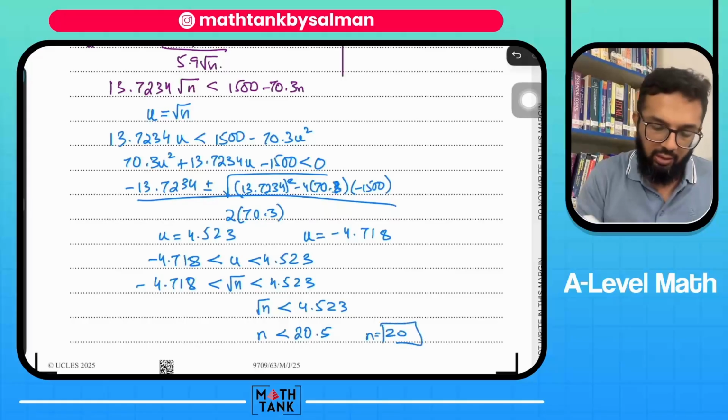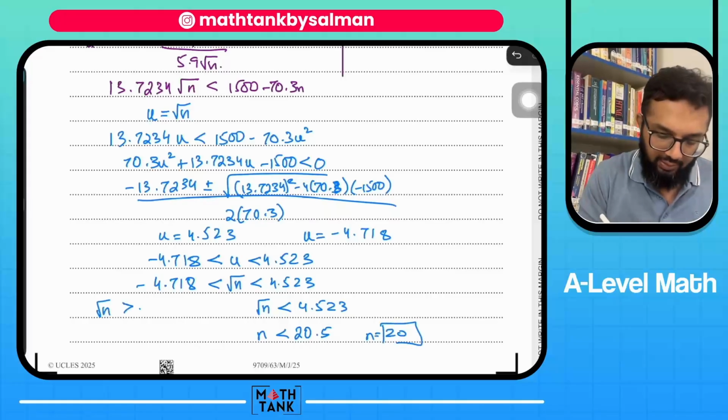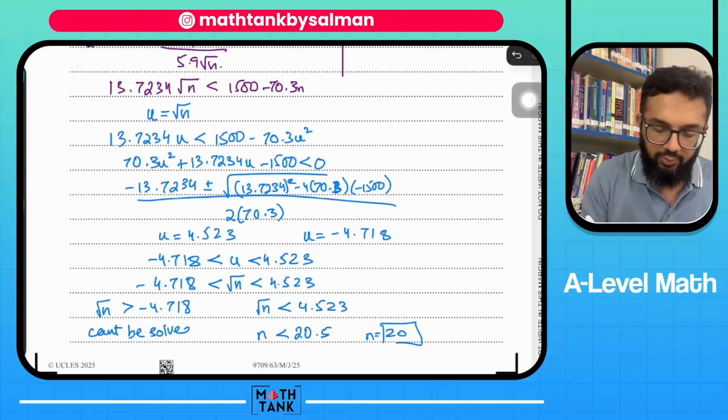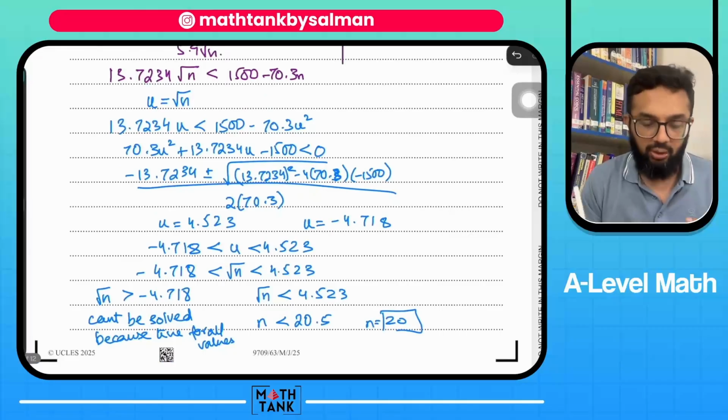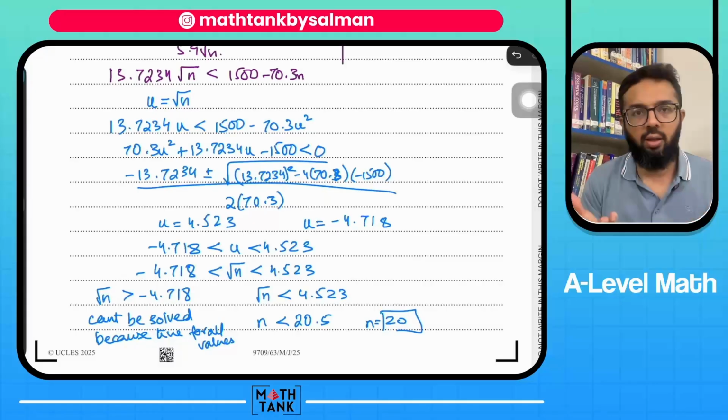What about this one? If I try to solve this, an inequality can't be solved. Now, why can't it be solved? Because it's always true for all values of n. That simply means that root of n is greater than minus 4.7. Root of n is always a positive number. It always has to be greater than a negative number. So this inequality really doesn't work.